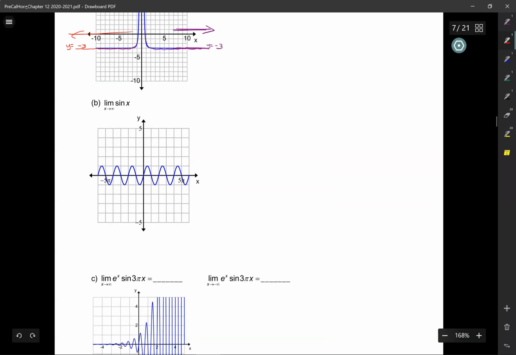Okay. Here, the limit of sine of x as x approaches infinity. Well, what is this function going to do? It's going to merely keep oscillating up and down. Well, as you approach infinity, do you know at what point this thing will stop? No, you don't even know where infinity is, for goodness sake, right? So this is DNE. Okay?